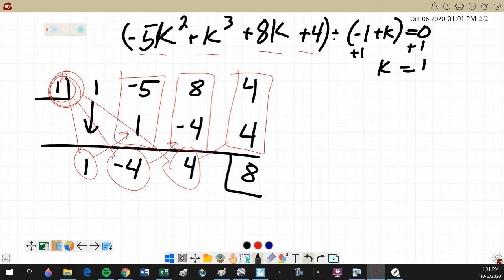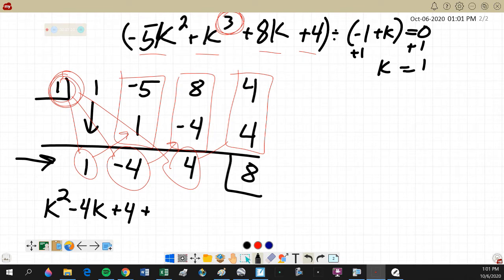Okay, now, my original equation was a k to the third. So these numbers will be k squared. So k squared minus 4k plus 4, and then we have plus 8 over the original, negative 1 plus k. You go down by 1. Exactly. Yep, that's a good way to say it.